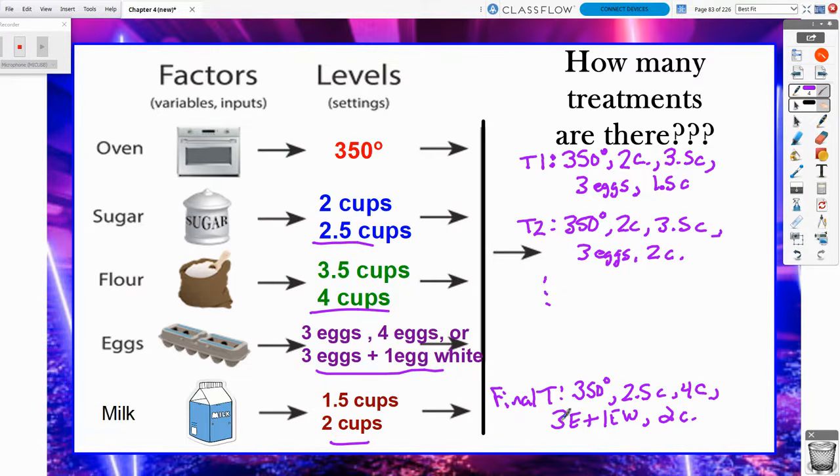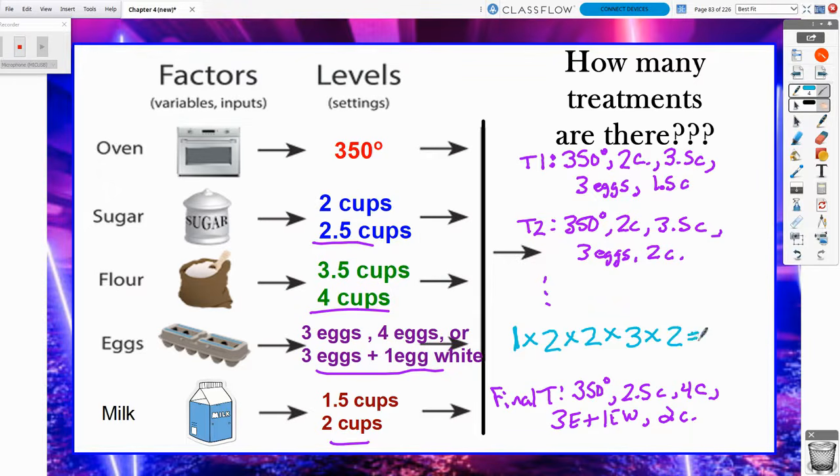Now, again, I didn't say what treatment number that was going to be, but if you want to figure out how many treatments there are altogether, you really need to look at the number of levels that you have for all of your factors. So this is something else that really is not related to this entire chapter, but if you want to figure out the total number of possibilities, and in this case the total number of treatments, you need to multiply all of your different levels together. So in terms of the oven, in terms of heat, there was 1 level, times how many different levels did we have for sugars? We had 2, times flour, we had 2 different. For eggs, we had 3 different levels. And for milk, we had 2 different levels.